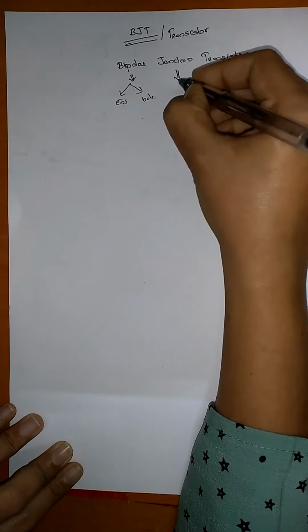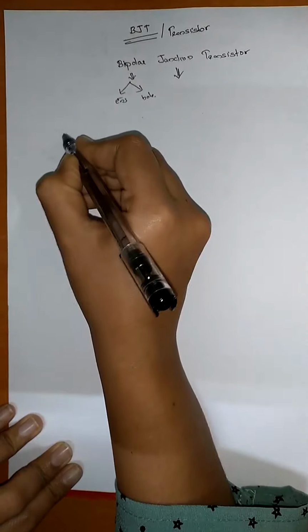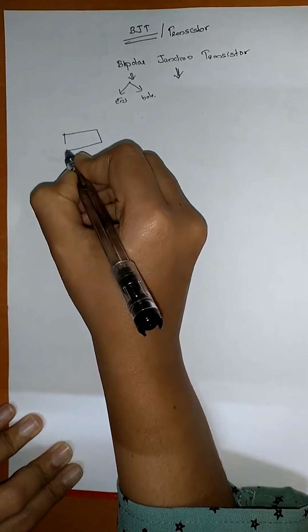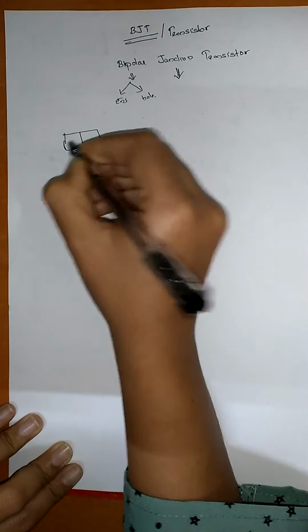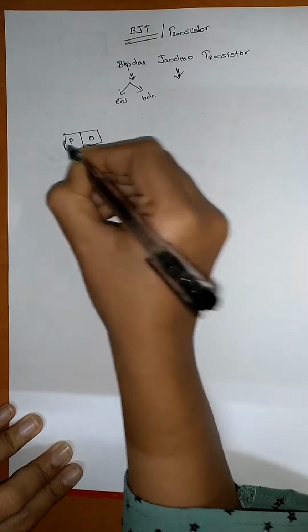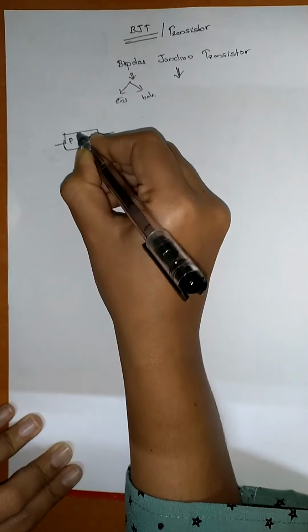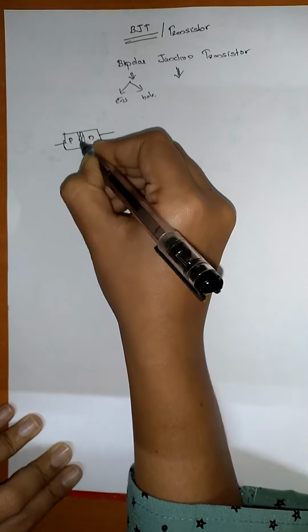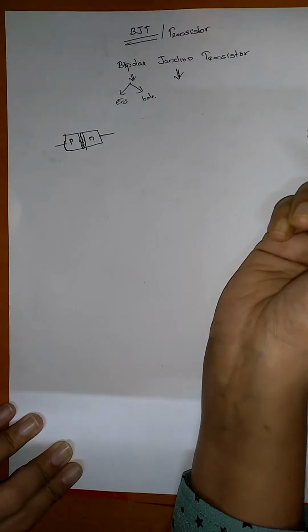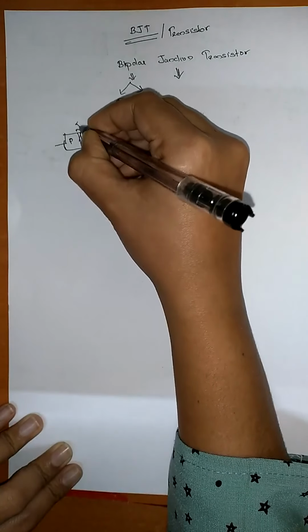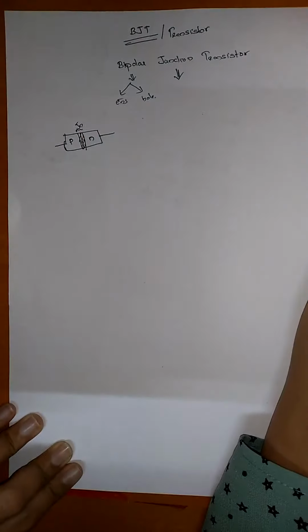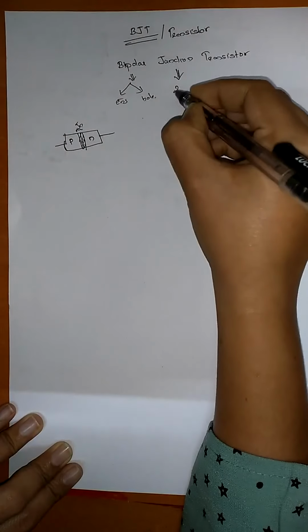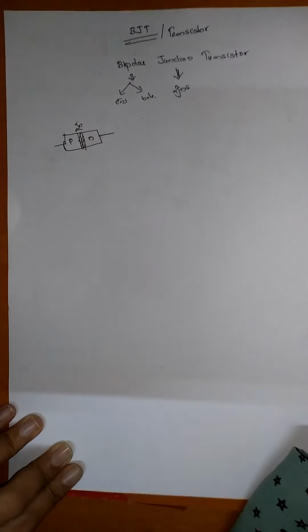And what about junction? In a diode, how have we studied it in the last class? In a diode we take a P layer and an N layer together, and because of the diffusion of the charge carriers, a depletion region will be there. So there will be only one junction in a diode, but here there are two junctions in a BJT.